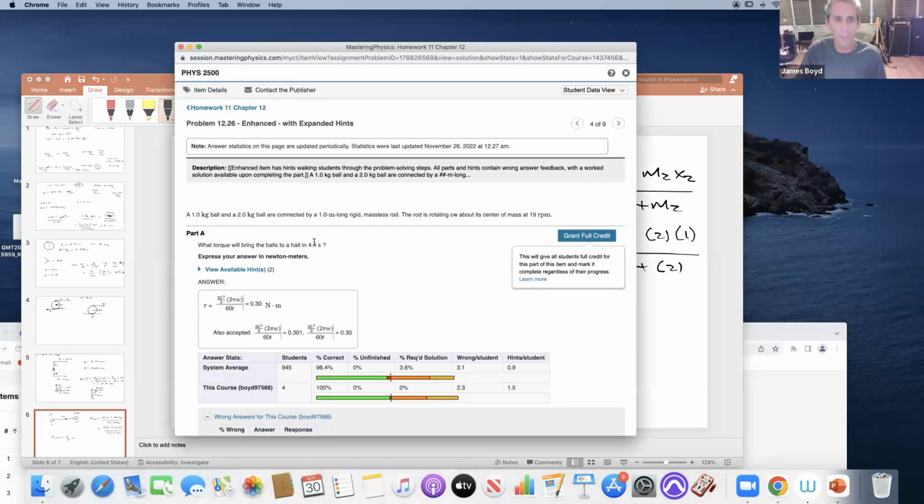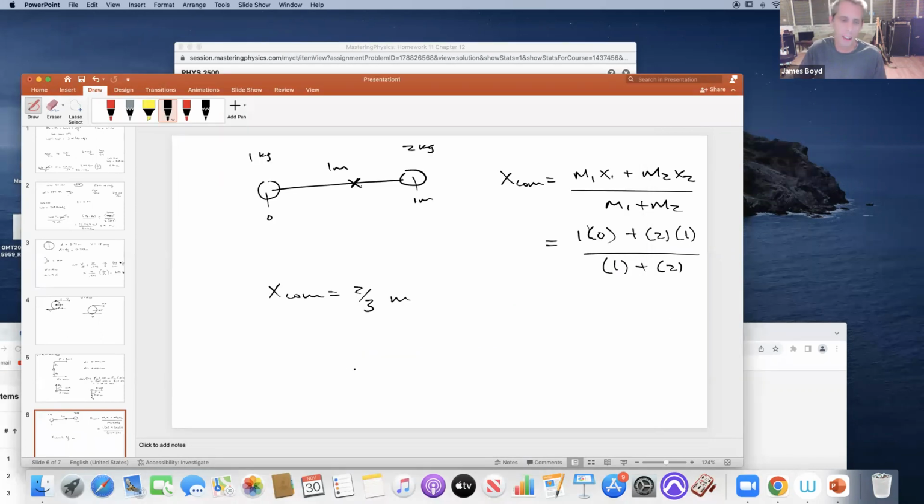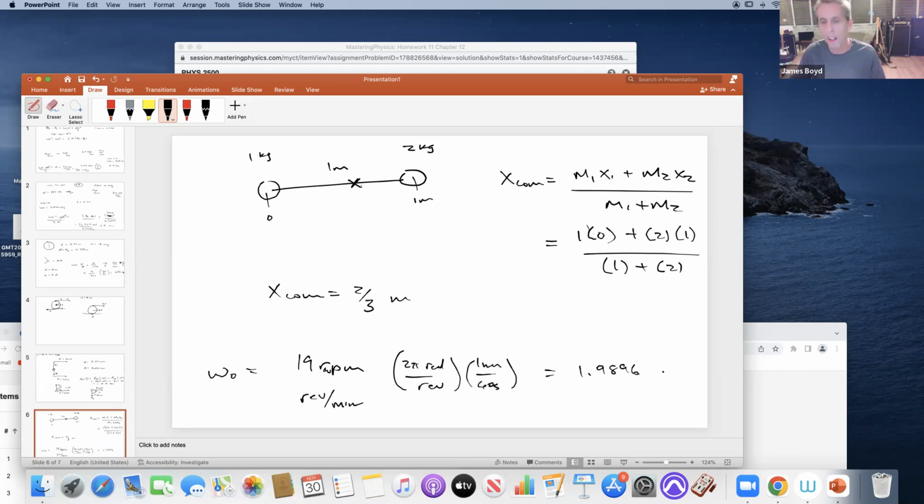Now, we want to know what torque will halt them in 4.4 seconds. And what we know is that they're spinning at 19 RPM. Let's turn this back into rads per second. RPMs mean revolutions per minute, so I need to multiply by 2 pi rad over a rev, and by 1 minute over 60 seconds. Sorry, I flipped that one. This is my omega initial. So 19 times 2 pi divided by 60 is 1.98966 rad per second. My omega final is 0.